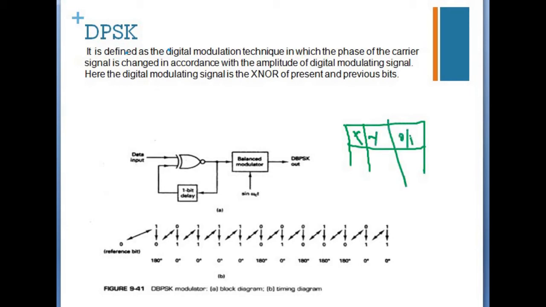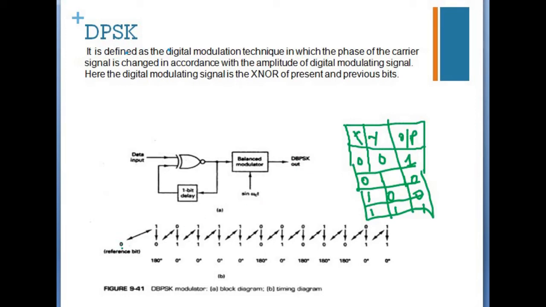If you have two inputs and both are the same, we get logical 1. If both are different, we get logical 0. So the truth table of XNOR will be like this. Here the incoming information bit is compared with the 1 bit delayed value. If both are the same, we get logical 1 from this XNOR. If both are different, we get logical 0. This is given to the balance modulator to get a DPSK modulated signal.